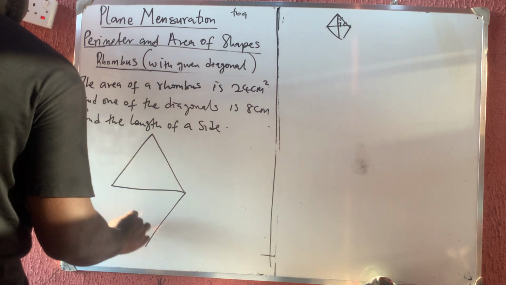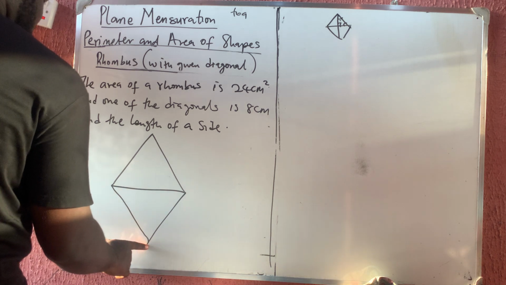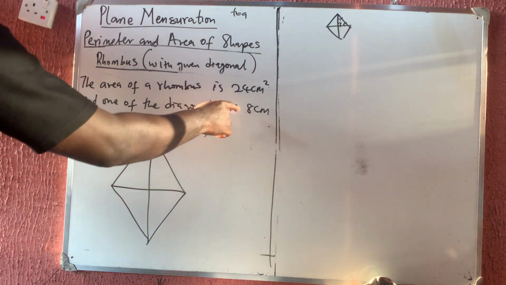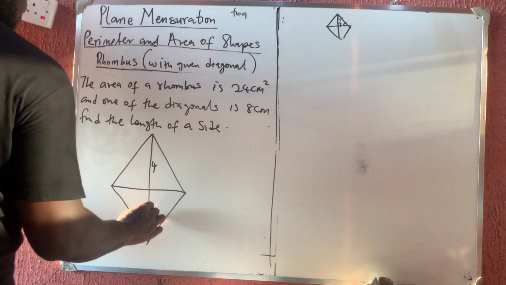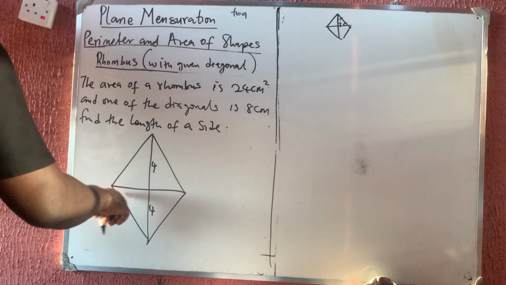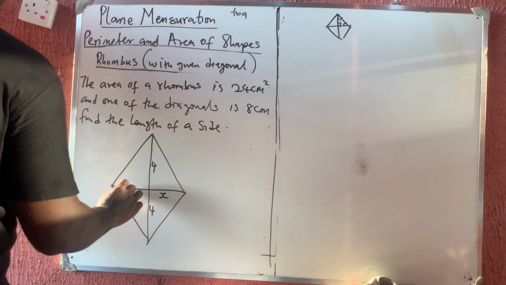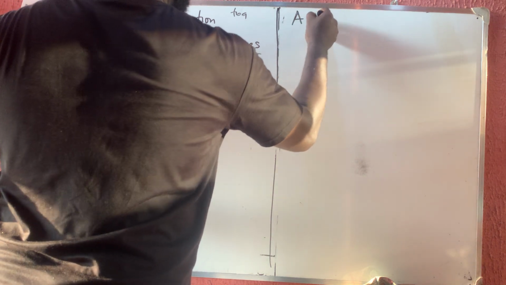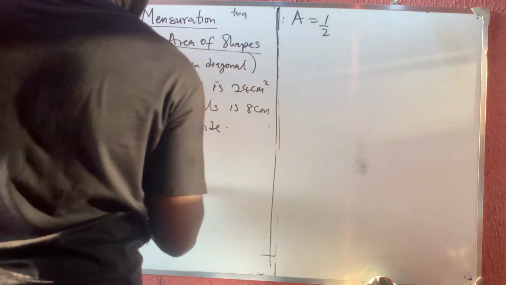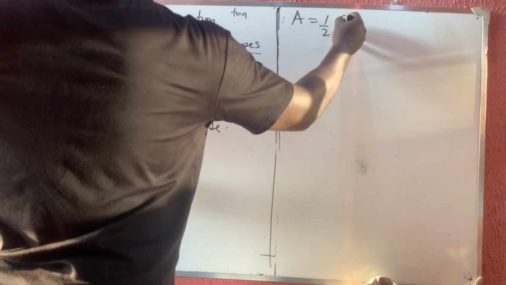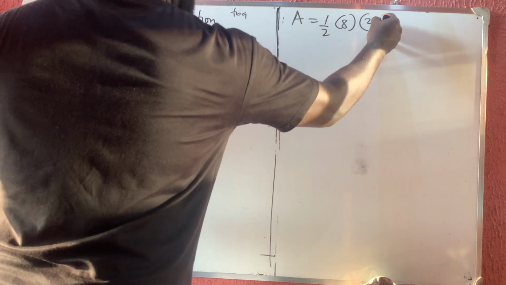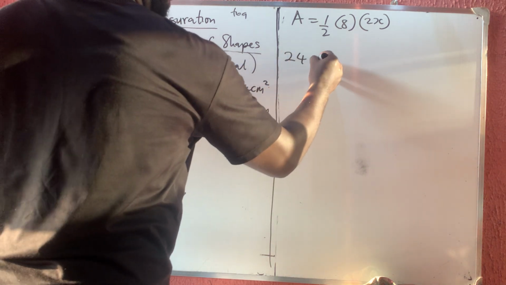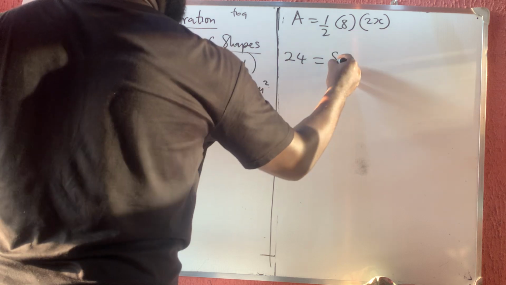So this is the rhombus. Okay, so we have the diagonals like this. Now they say that one of the diagonals is 8, so let's share it to be 4. Now we don't know this, so let's call this x and x. Now we know that the area of a rhombus is given by 1/2 times the diagonals. The first diagonal here is 8, then the second diagonal is 2x. And the area they have given us as 24. So we say that 24 is equal to this into this to give us 8x.